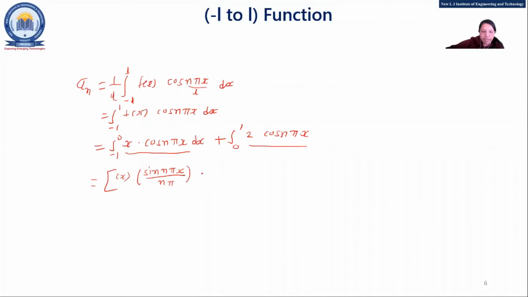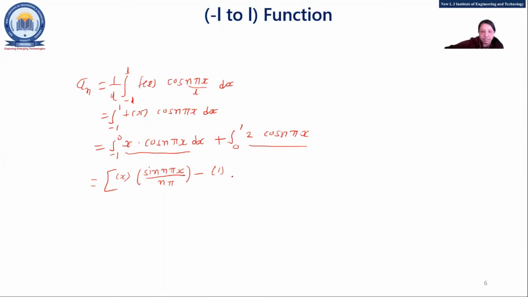Minus cos n pi x by, first term in bracket. See, whenever you are writing now, make the practice of writing first term and second term. Because if this is the simple one, fine, but if you are having x cube or something like that, then you'll make a mistake. That's why make a practice of that.